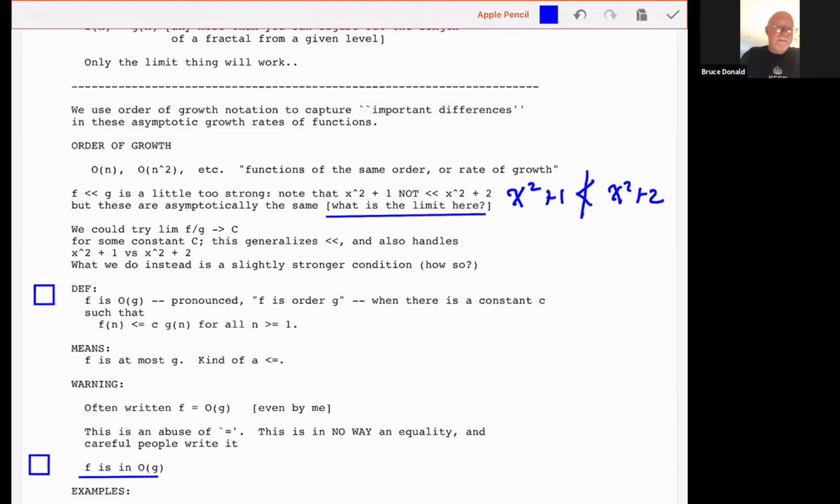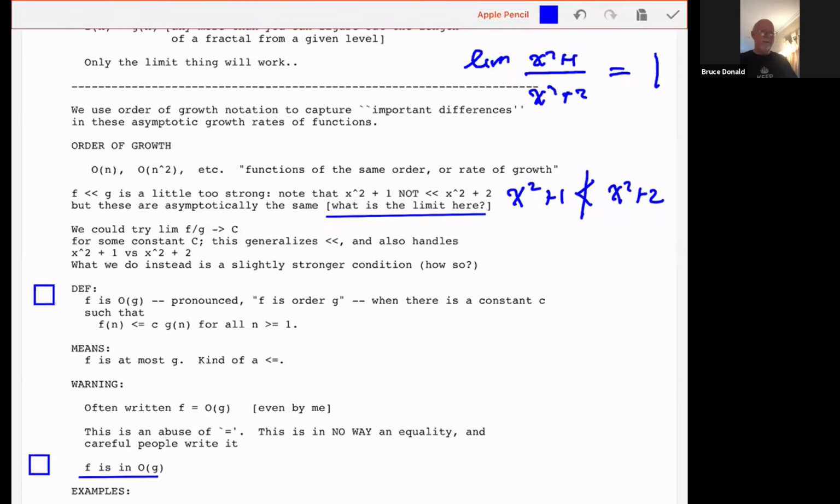Remember, we have a formal definition of what this is. We want to know if the limit of x squared plus 1 over x squared plus 2 is... Yeah, Tommy chatted that the limit here is 1. So it's 1 and not 0, so the definition wouldn't be satisfied.